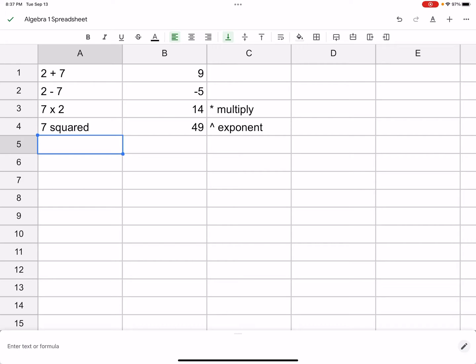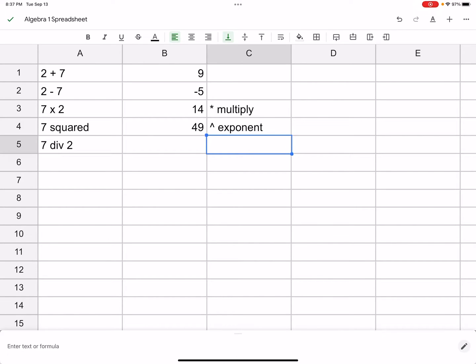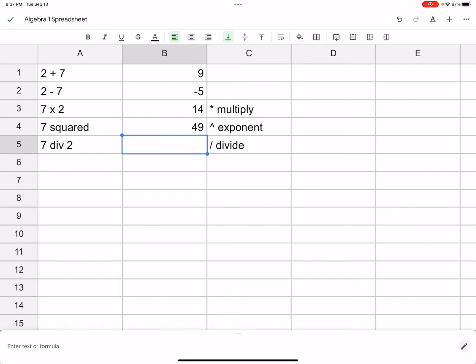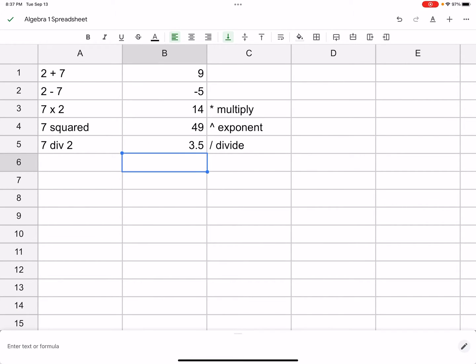Perfect. The next one is 7 divided by 2. Division is written with the slash like this. So let's do 7 divided by 2. Oops, don't forget the equals. This cell is going to equal 7 divided by 2. So remember to start with the equal sign. And we have 3.5 as an answer.